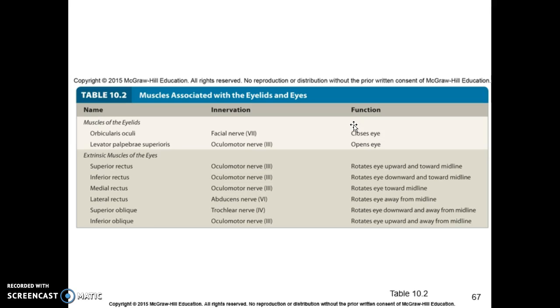You then have your 2 obliques. Your superior oblique is on top. That rotates your eye down and away, so down and towards the outside. Inferior oblique rotates up and away, helping you get a nice little angle.